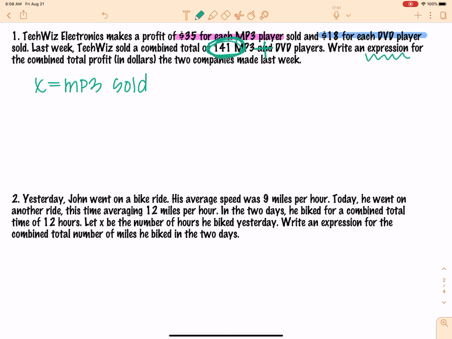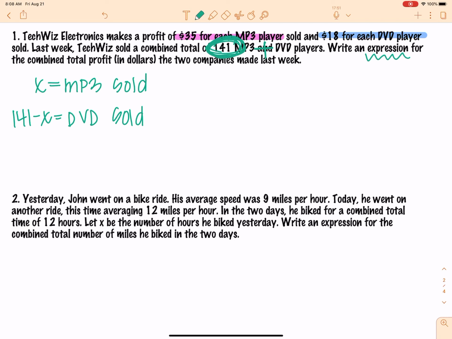So let's pretend there was 100 MP3 players sold last week. If we have 141 total, then how many DVD players did we sell? Well, you would just subtract, right? 141 from 100. So you would get 41 DVD players sold. Again, I'm just making up numbers to try to get the second expression. So what we did there was subtract 141 from our X. So that's how you arrive to how many DVD players were sold. Okay, so you take the total minus the MP3 to get your DVD sold expression.